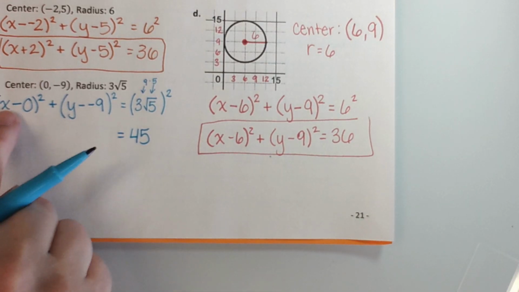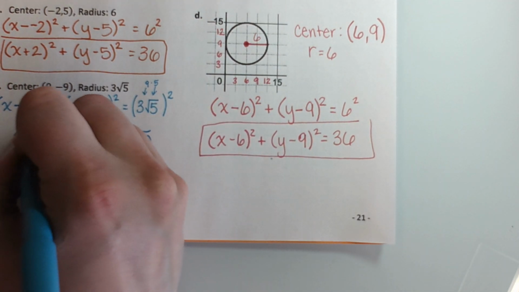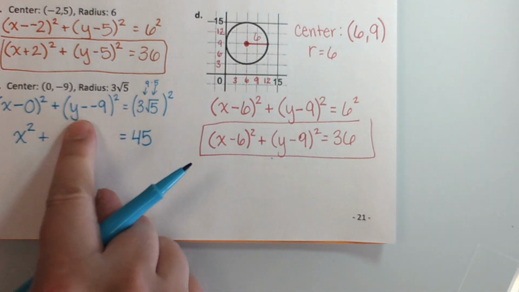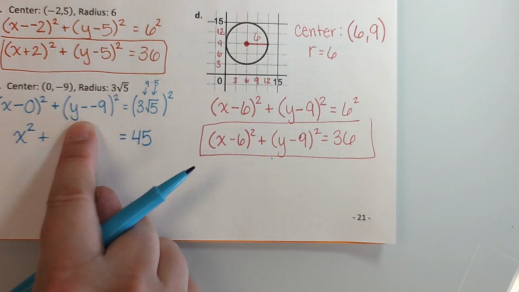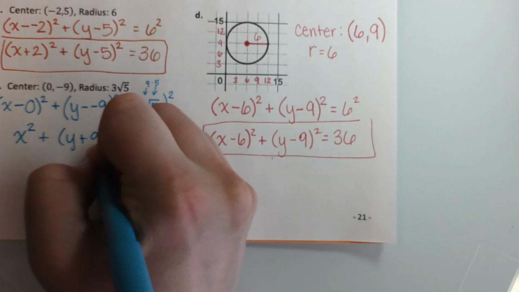Okay, x minus 0 squared. Can I simplify it? Yes. x squared. y minus a negative 9 squared. Can I simplify that? y plus 9 in parentheses, squared.